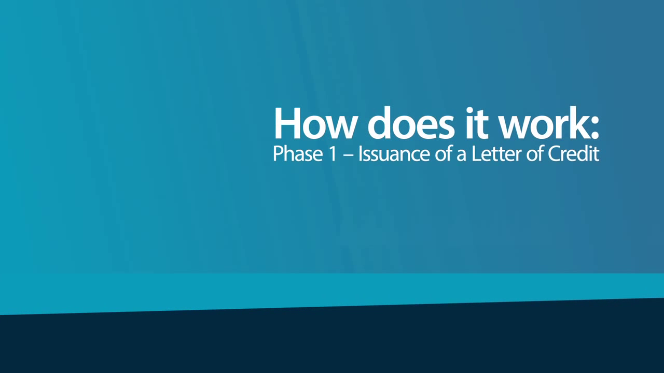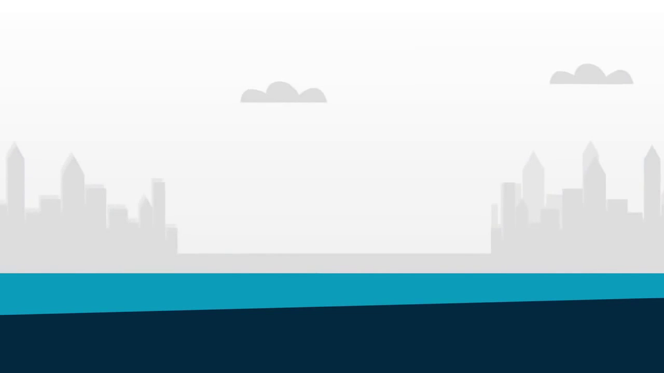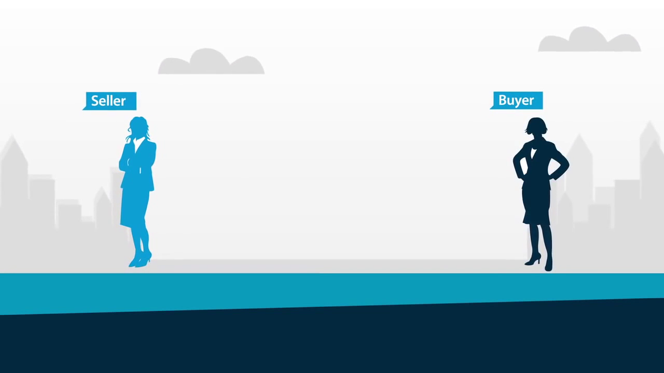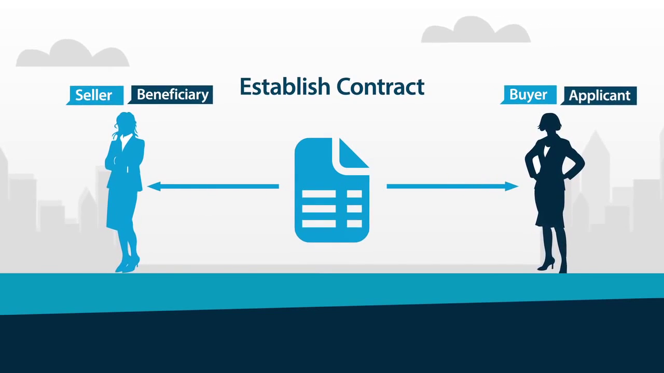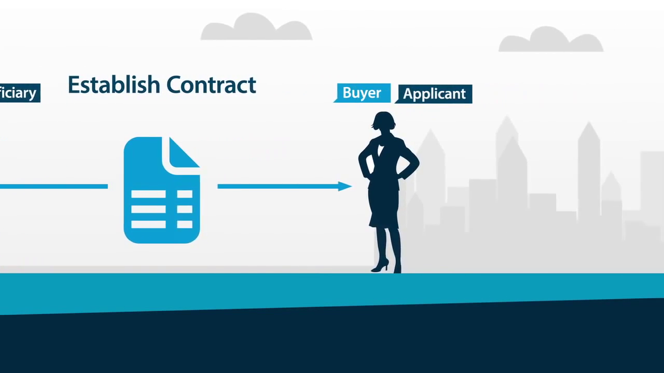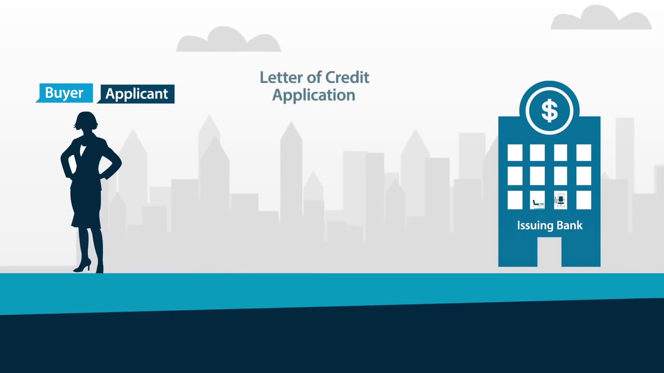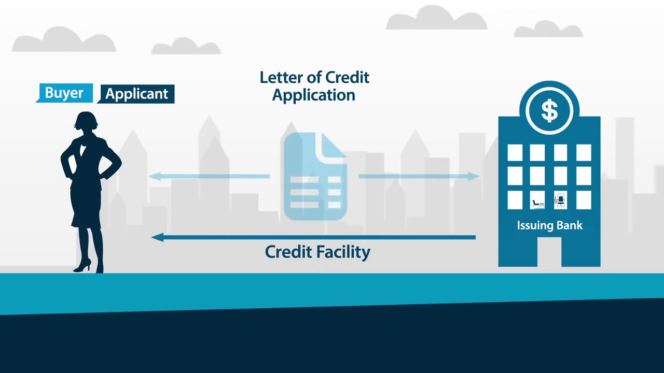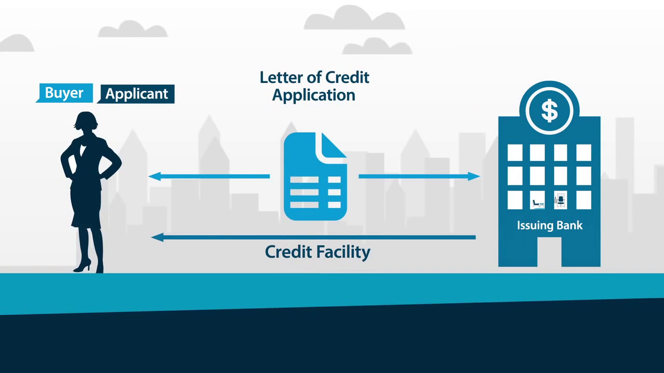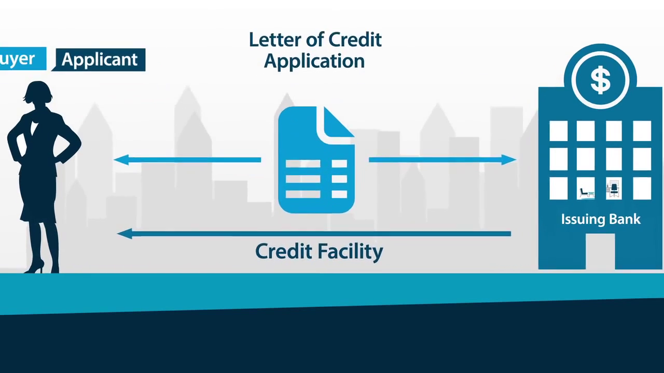Phase 1. Issuance of a letter of credit. How does it work? Firstly, the buyer and seller enter into a sales contract and agree to use a letter of credit as the payment instrument. Secondly, the buyer applies to their bank with which they have a credit facility for a letter of credit to be issued in favour of the seller.